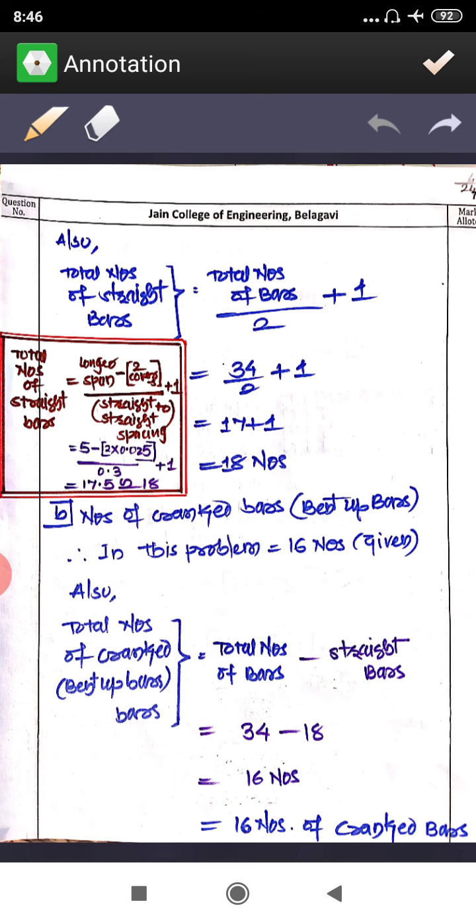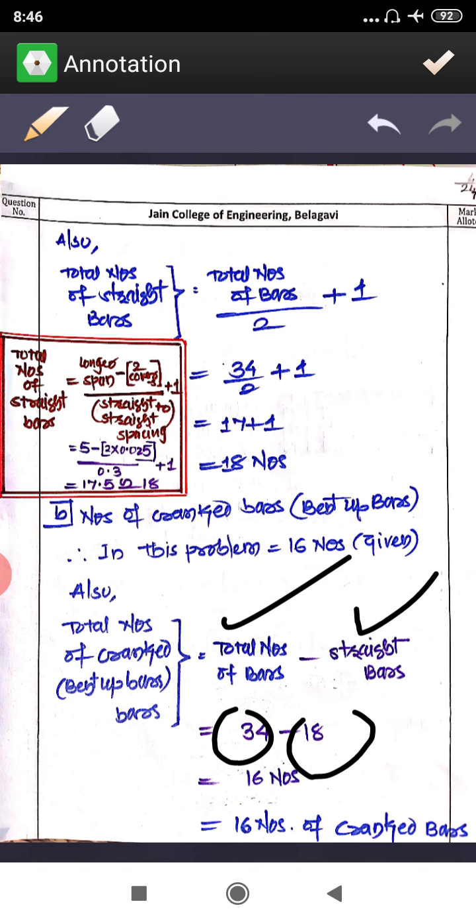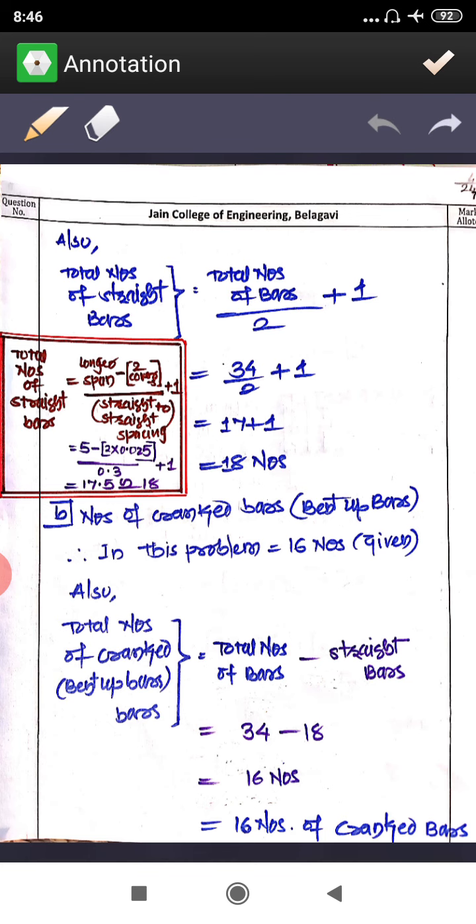Now next one is the number of cranked bars. In the problem they have given 16 numbers, and if not, we know the total number of bars and the total number of straight bars. So if you deduct the total number of straight bars from the total number of bars, you will get the 16 numbers. That I have shown you here.